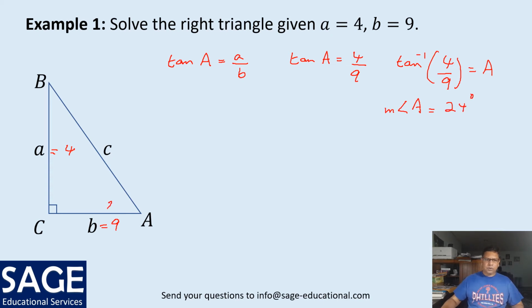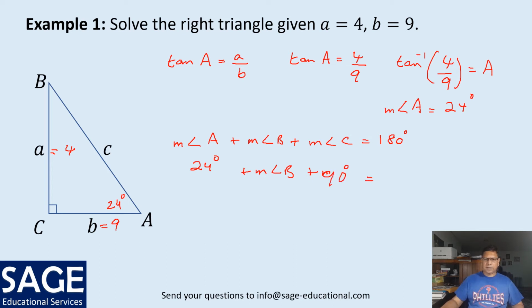Now that we know the measure of angle A, we can very easily find the measure of angle B. Remember the triangle angle sum theorem, which says that the sum of the three angles is equal to 180 degrees. We know that the measure of angle A is 24 degrees, we are trying to find the measure of angle B, and the measure of angle C is always 90 degrees. Solving this gives you the measure of angle B is equal to 66 degrees.